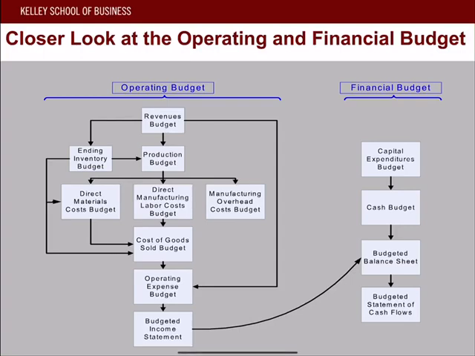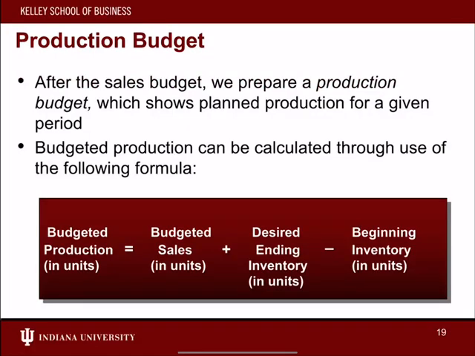So let's look back at our budget. What we just did in the last lecture was we looked at revenues. Now, with that created, a firm will move down and they'll start working on their production budget. So let's look at that. The production budget really just shows the planned production for this period. And it's going to incorporate things like sales that we did in the last part.